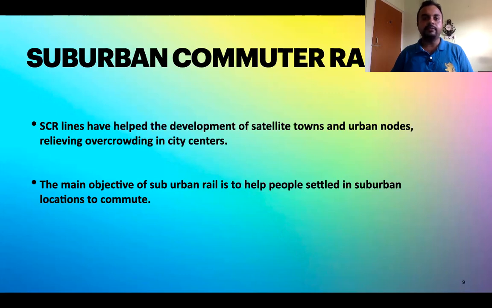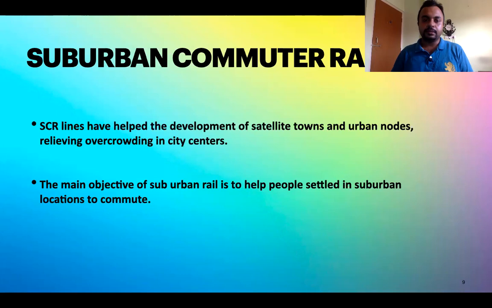If we do not have a proper suburban region, then all the people will tend to come and settle down near the city center or the central business district area, and that will lead to a chaotic situation. For example, if you understand the Bijoynagar or Mirza area, or the Baihatasari area, they are suburban in comparison to Guwahati.